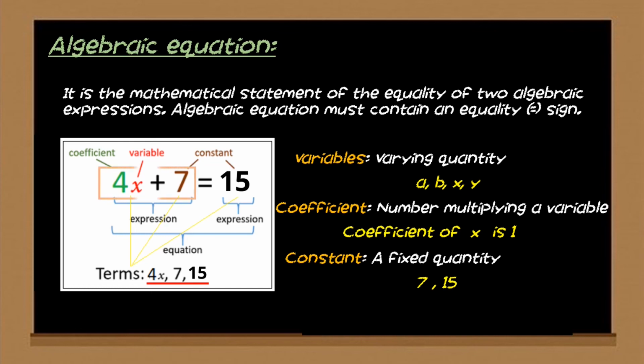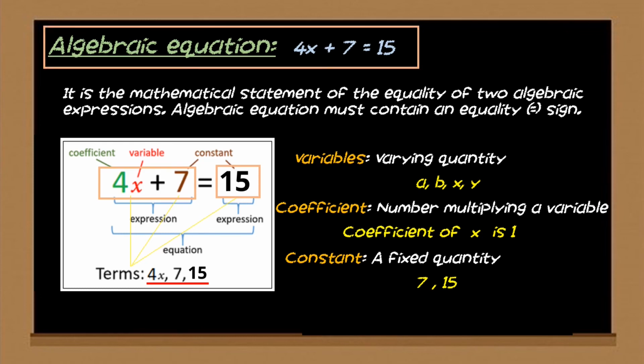Here, 4x plus 7 on the left side of the equal symbol is an expression. The constant 15 on the right side of the equal symbol is another expression. Hence, 4x plus 7 equals 15 is the mathematical statement of two algebraic expressions with an equal sign. Thus, it is an algebraic equation.